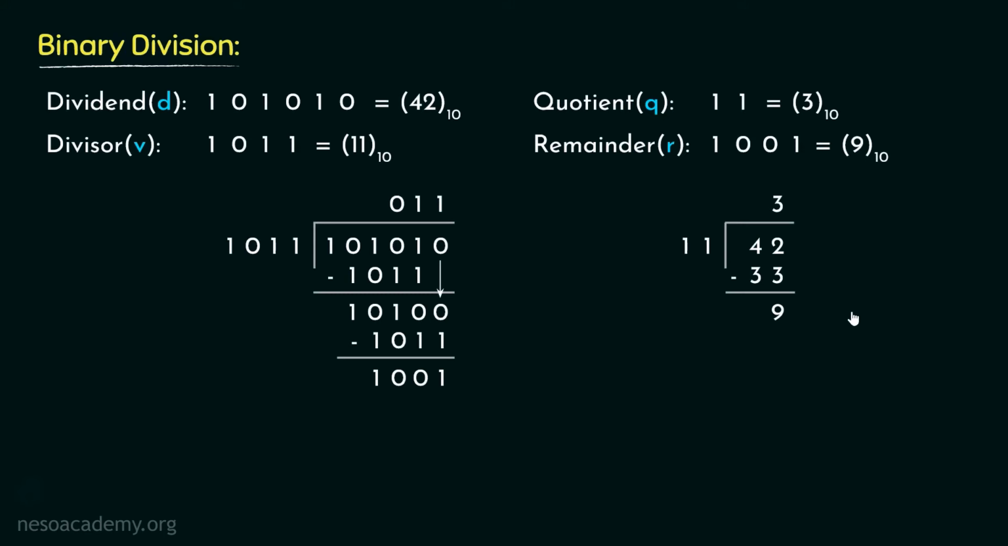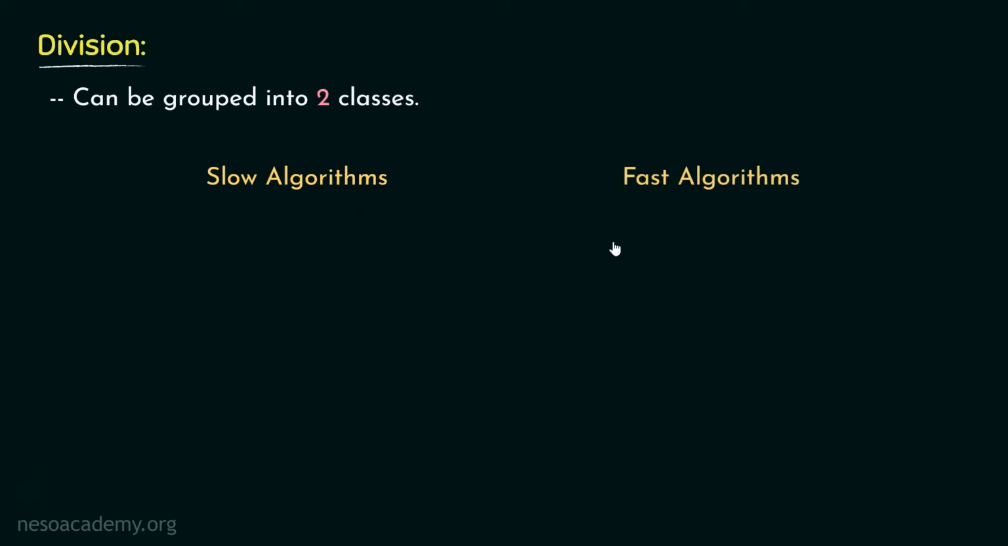Now coming to division, the algorithms for division can be grouped into two different classes. There are slow algorithms and there are fast algorithms. Now in case of slow algorithms, the iterative operation is subtraction. So basically we keep on doing subtraction until we get the result. And in case of fast algorithms, the iterative operation is multiplication. So basically we keep on performing multiplication until we get the result.